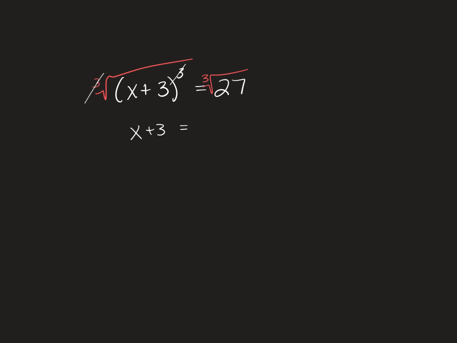Now for the cube root of 27, that's 3. And now we almost have x by itself. All I have to do is get rid of this 3. So we're going to subtract 3 to get a 0 there. But what I do to one side, I have to do to the other. So we get x equals, well, 3 minus 3 is 0.